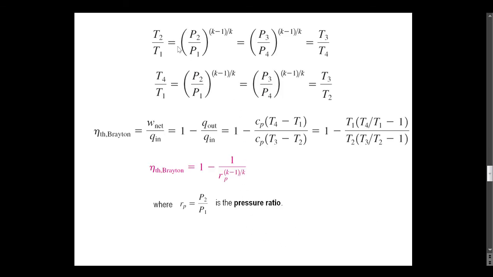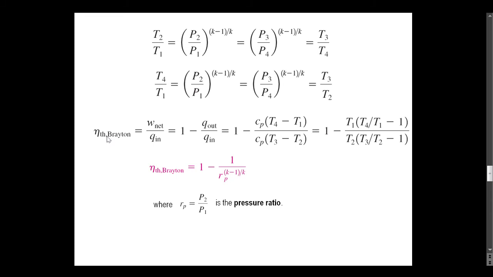Now from the relationship for the reversible adiabatic process, the temperature ratio and pressure ratio are correlated by this relation: T2 by T1 for the process 1 to 2 is (P2 by P1) raised to (gamma minus 1) upon gamma. That is also equal to T3 by T4, that is (P3 by P4) raised to (gamma minus 1) upon gamma. So from this relation, we can find the ratios T4 by T1 and T3 by T2. Rearranging the terms, we will get this.